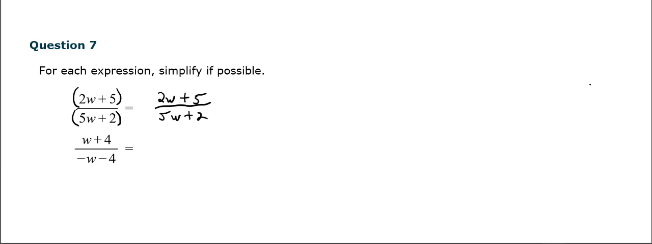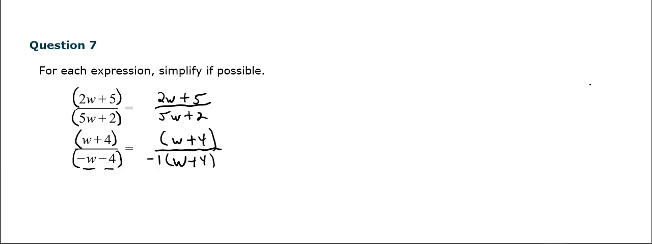Now the second one, we have w plus 4 over the opposite of w minus 4. So again, I put these in parentheses and I factor if possible. So the numerator cannot be factored, so that remains w plus 4. And in my denominator, I can factor out a negative 1, or just a negative. So when I factor out a negative 1, what it does is changes both of these signs. So negative w becomes w, and negative 4 becomes positive 4.